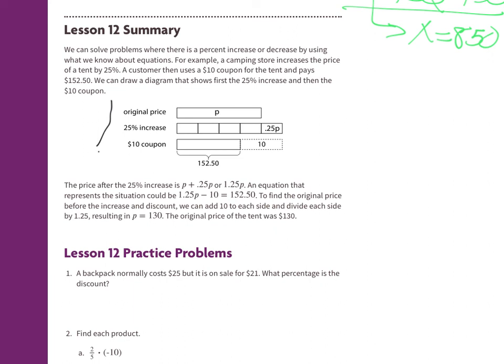So the equation we could do is 1.25P minus 10 equals 152.50. To find the original price, we're going to add 10 to each side, so we get 162.50, and then we divide by 1.25, and we get $130. So the original price was $130.